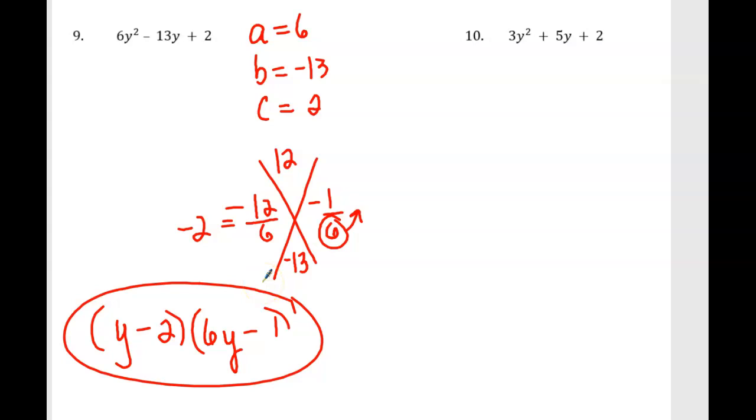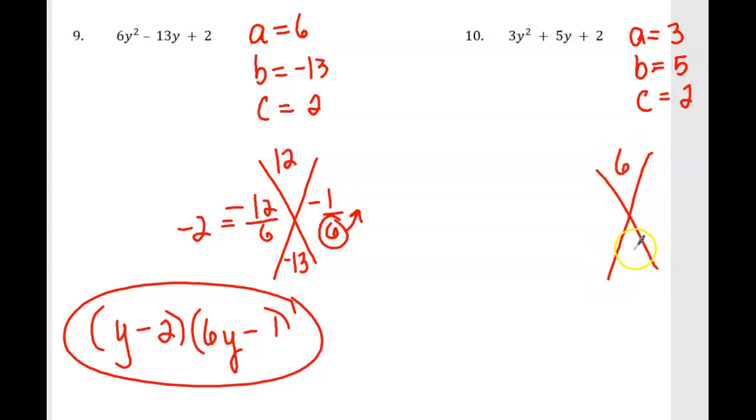All right, number 10, again, pause the video at any time and try it. A is 3, B is 5, C is 2. I'm going to take A times C, and I multiply, I get 6, and 5 down at the bottom. The two numbers that I can multiply would be 3 times 2 would be 6, and adds up to 5. I divide by the leading coefficient, and I simplify.